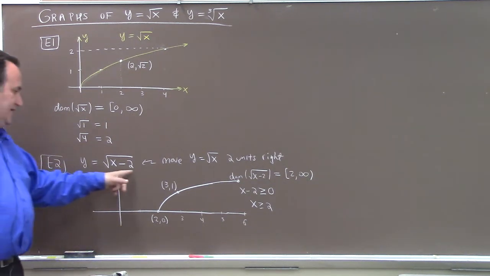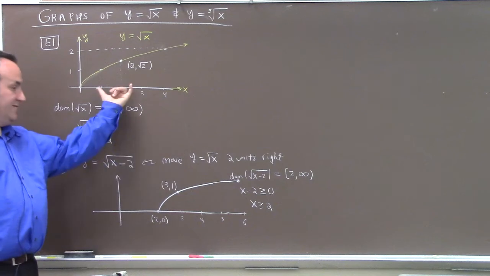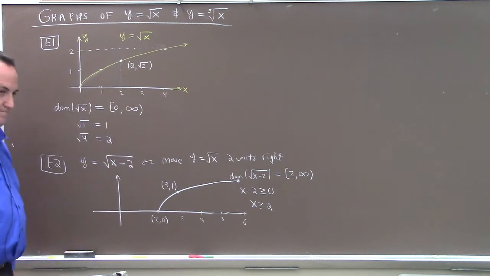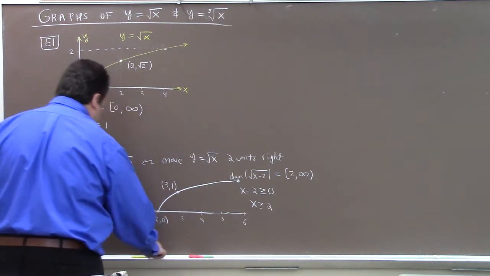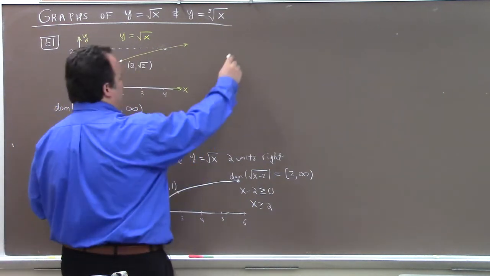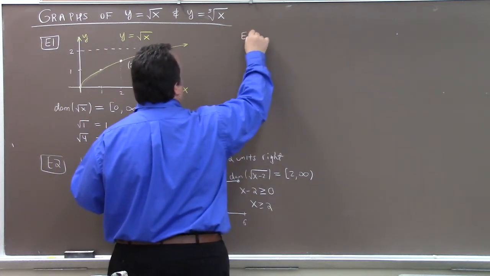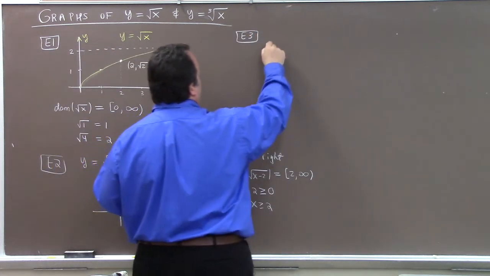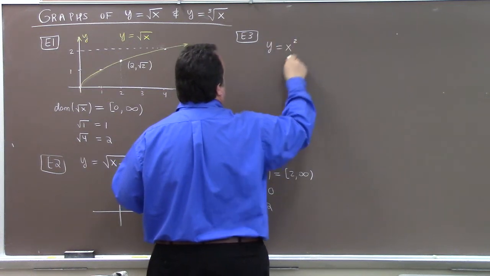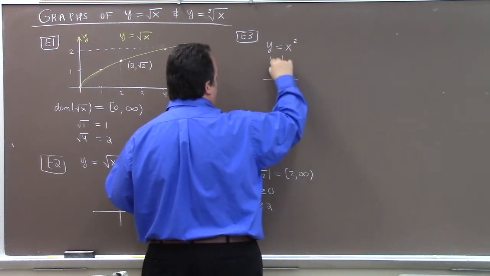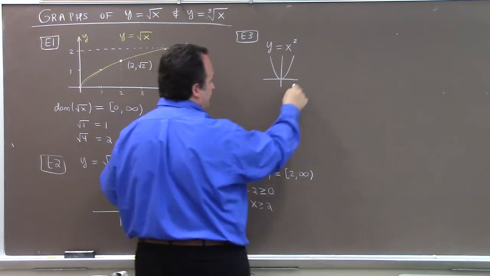If instead of minus 2 here you had plus 2, it would take the graph and move it this way 2 units. So minus is to the right. Exactly. That's also true for other kinds of graphs, like if we have y equals x squared. It's just a quick reminder. If you have y equals x squared, what's that look like? It looks like this. Y equals x squared.